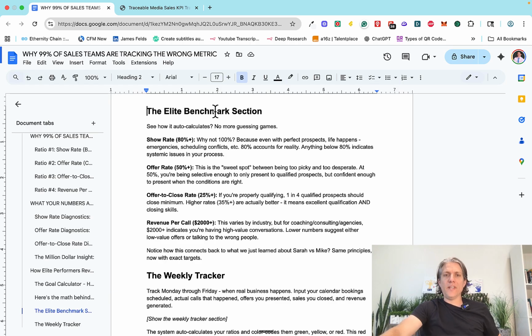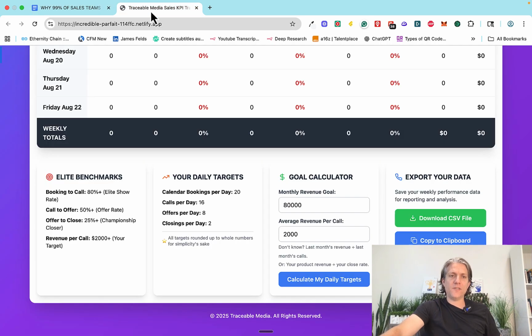All right, so the elite benchmark section. We went over this, we'll just briefly go over this again. It'll auto calculate, no guessing games. Show rate, 80%. We talked about this. We want to have qualified prospects, realistic, and anything below 80% indicates a systematic problem. So that's right here, the show rate.